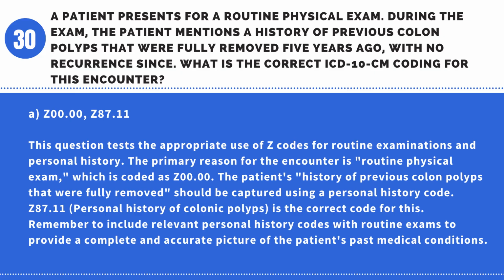Z00.00, Z87.11. This question tests the appropriate use of Z codes for routine examinations and personal history. The primary reason for the encounter is a routine physical exam, which is coded as Z00.00. The patient's history of previous colon polyps that were fully removed should be captured using a personal history code. Z87.11, personal history of colonic polyps, is the correct code for this. Remember to include relevant personal history codes with routine exams to provide a complete and accurate picture of the patient's past medical conditions.